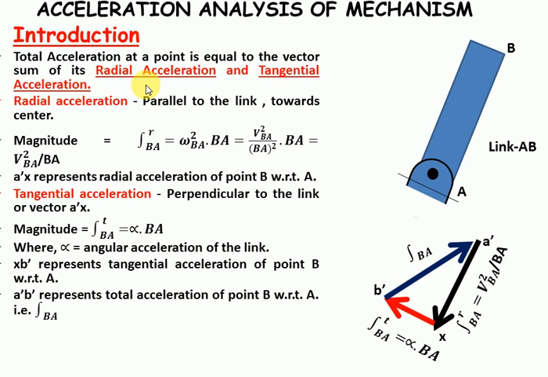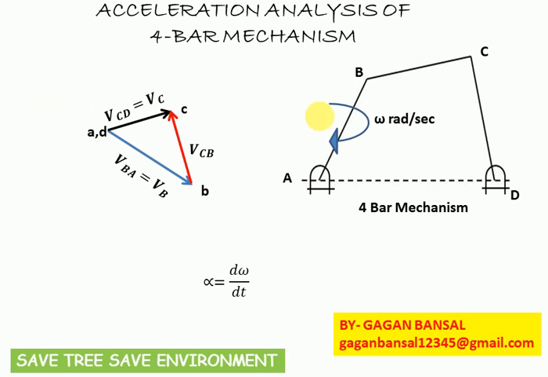So now let's start with the 4-bar mechanism. In this figure, AB is moving with uniform angular velocity, that is omega radian per second. So in this case, acceleration of B with respect to A will only be the radial component of acceleration of point B with respect to A. That means alpha, which is rate of change of angular velocity with respect to time, is 0 as omega is constant, and we are clear with the velocity diagram.